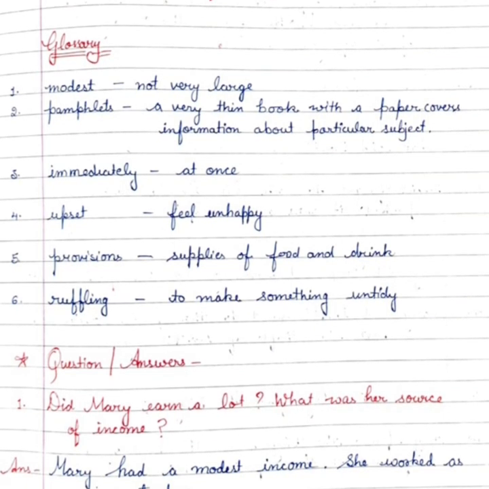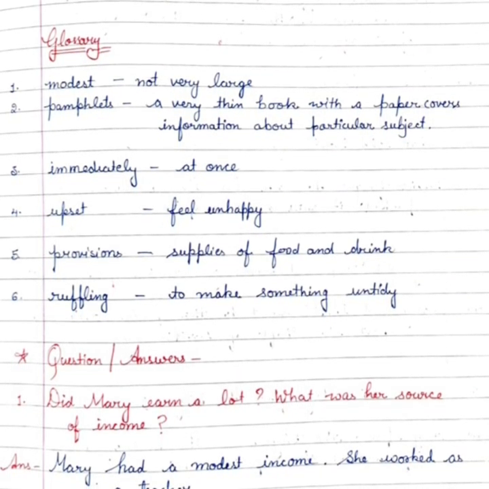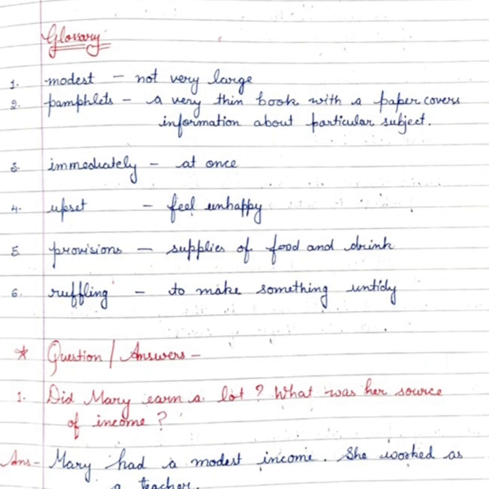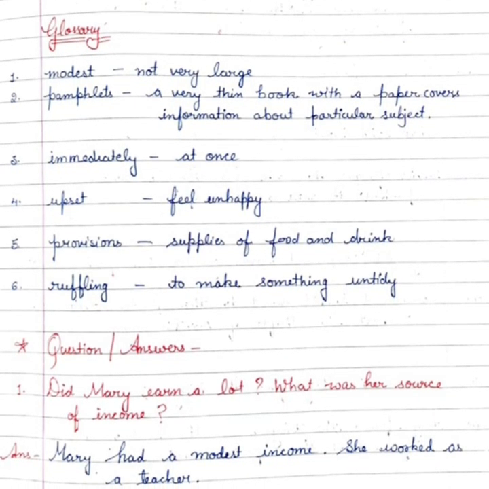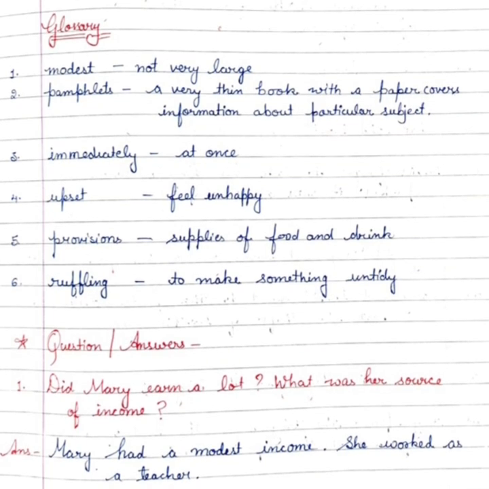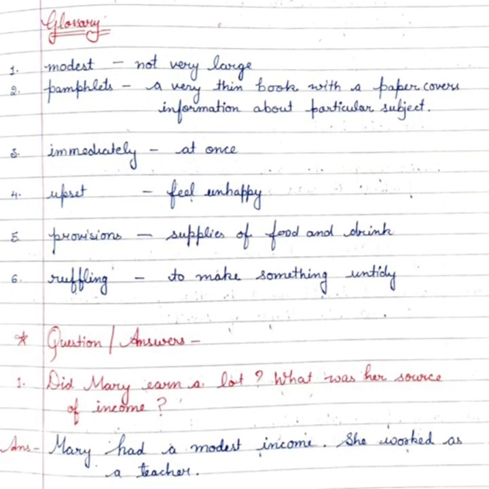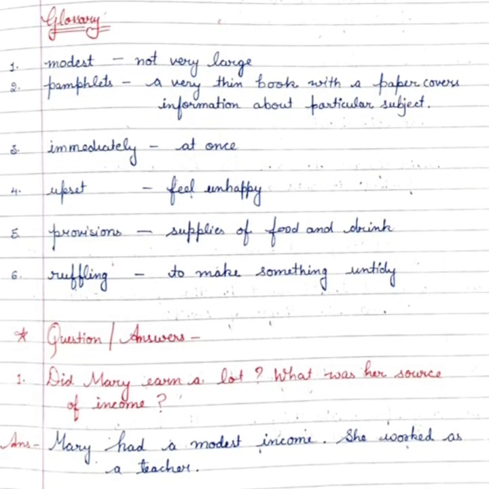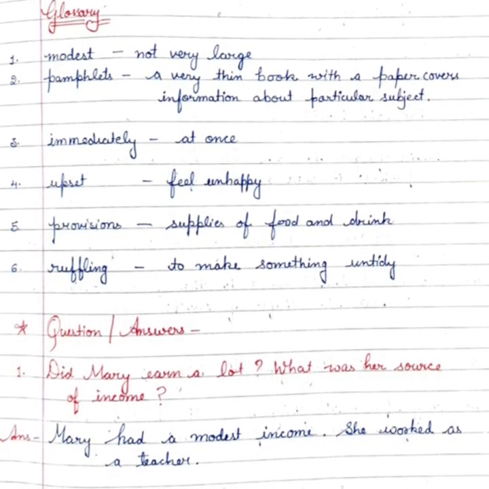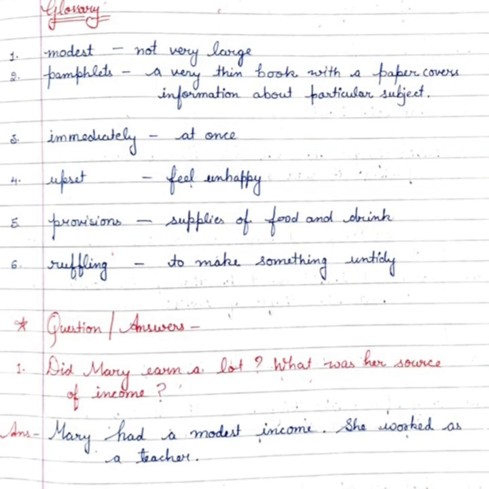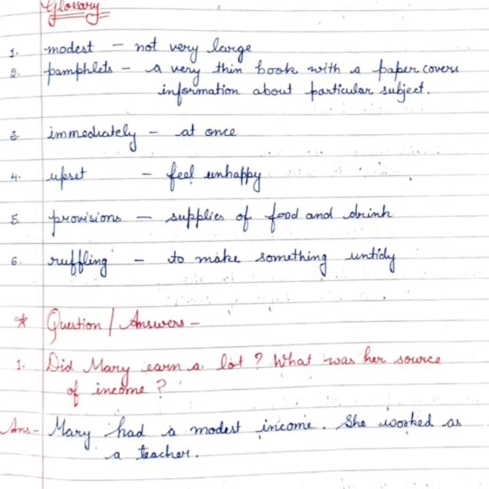Fifth word is here, provisions. So provisions means here supplies of food and drink. So आपको पता होगा provisional store बोलते हैं, ठीक है. तो वहाँ पर हर तरीके का सामान मिलता है कुछ खाने के लिए, दाल चावल, चीनी और आपके wafers के packet, chocolate, toffee, oil, all these are available on the provision store. So provisions you can say supplies of food and drink.